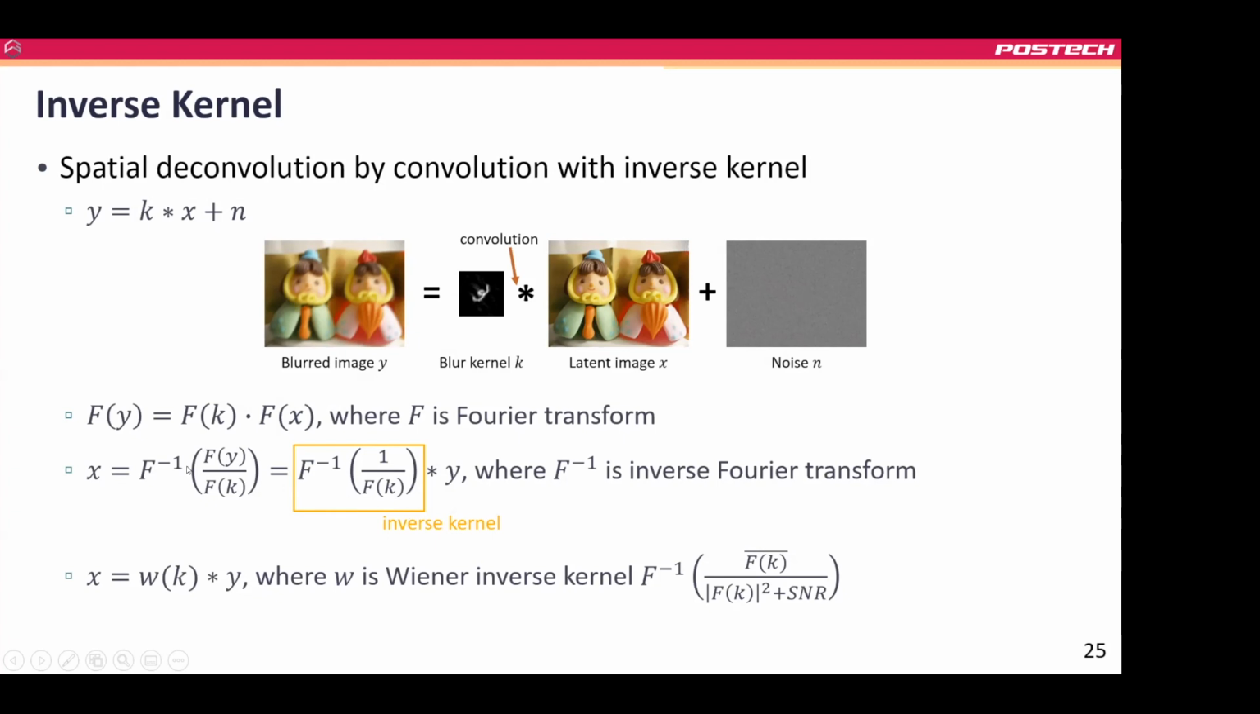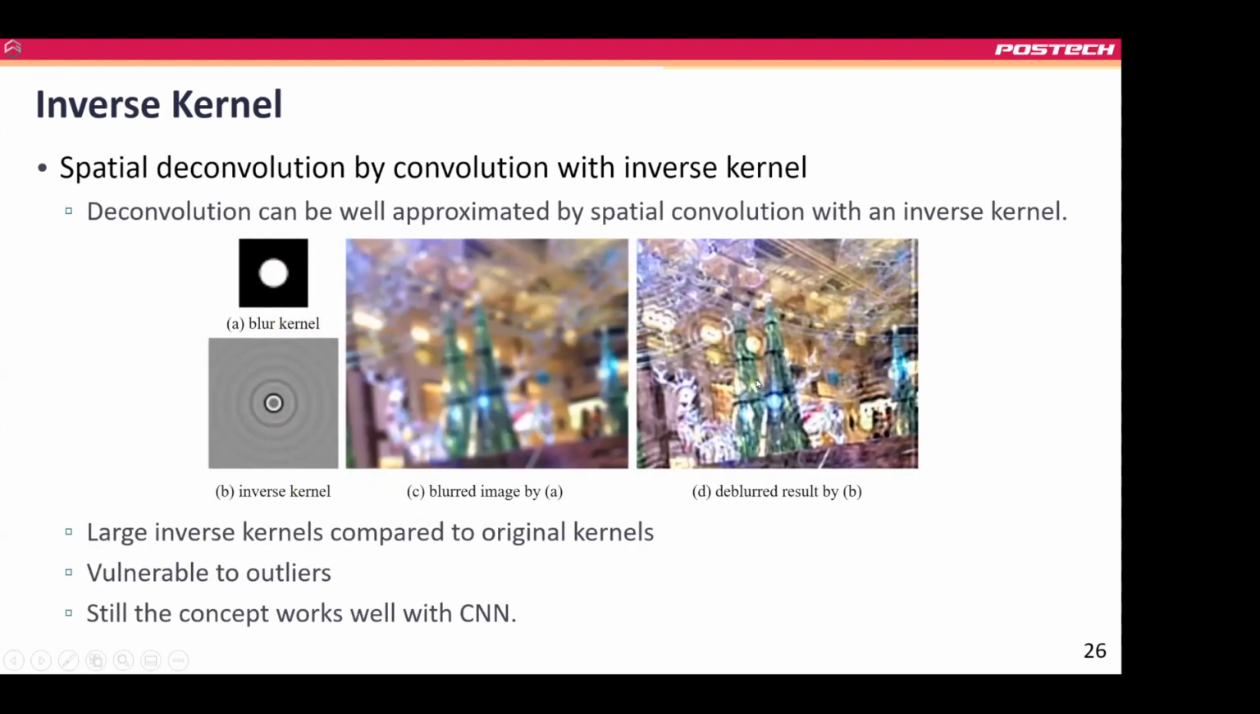That means, in terms of Fourier transform and inverse Fourier transform, we can obtain our desired sharp image by using this inverse kernel, meaning by convolving the inverse kernel with the input image. And this is the inverse kernel. You see that this inverse kernel can be obtained by applying the Fourier transform and inverse Fourier transform. As you just saw, deblurring or deconvolution can be handled by applying the inverse kernel.